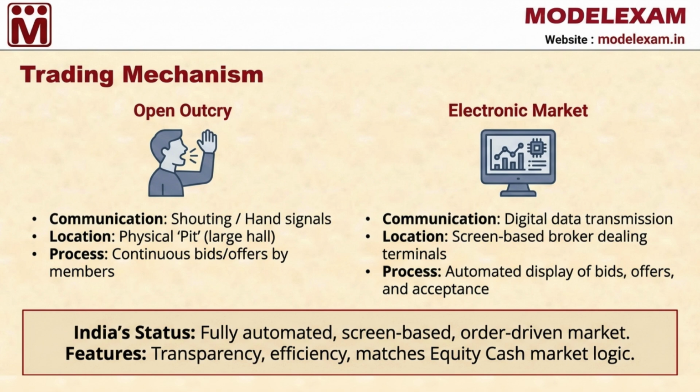Today, we mostly use the electronic market where everything happens through digital data on computer screens. In India, our futures and options markets are fully automated and screen-based, which makes the whole process very transparent and efficient, much like the regular stock market.